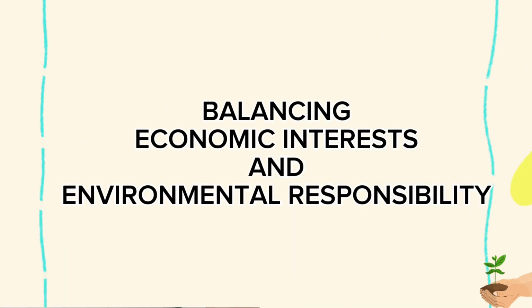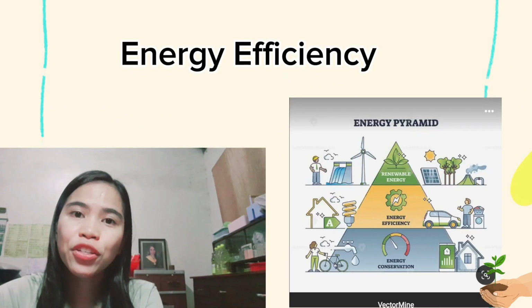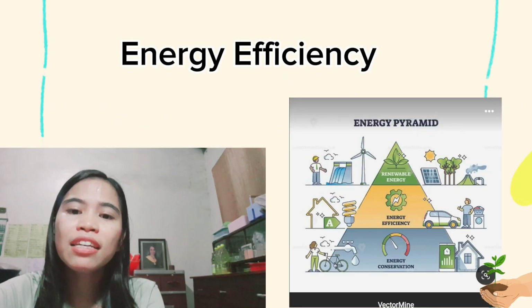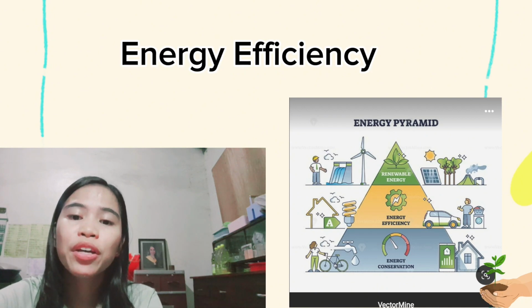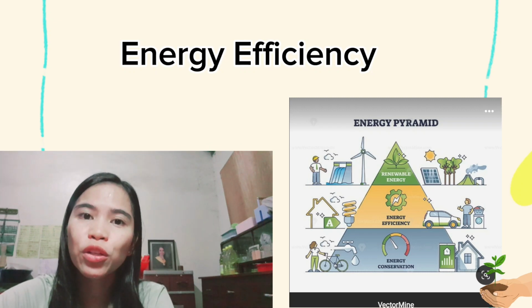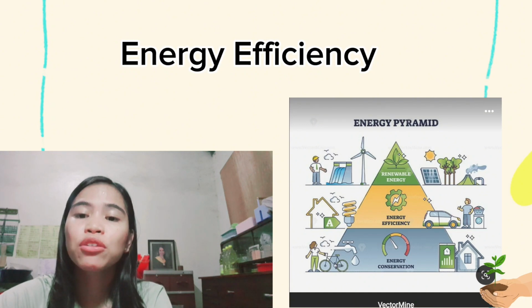Balancing economic interests and environmental responsibility. Energy efficiency. Businesses can use energy saving technologies and methods to reduce their carbon emission and save money. These include LED lights, improving the manufacturing processes and using renewable energy.